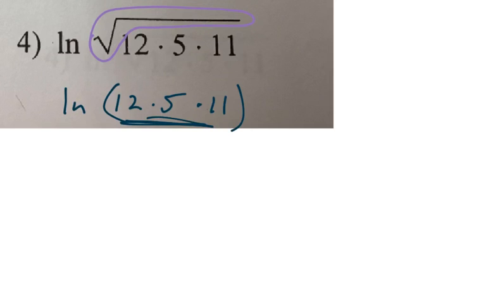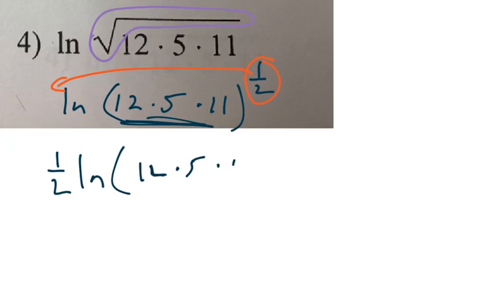But that whole 12 times 5 times 11 is a square root of. So does everyone remember a square root is a 1/2 power? Hopefully you do. Just like a cube root would be a 1/3 power, right? But anyways, now that I made it into a power, do you agree I can now take this 1/2 power and bring it in front? So now I have 1/2, the natural log of 12 times 5 times 11. Again, don't multiply these numbers together or anything, because with multiply, we know that can be changed to adding, right?